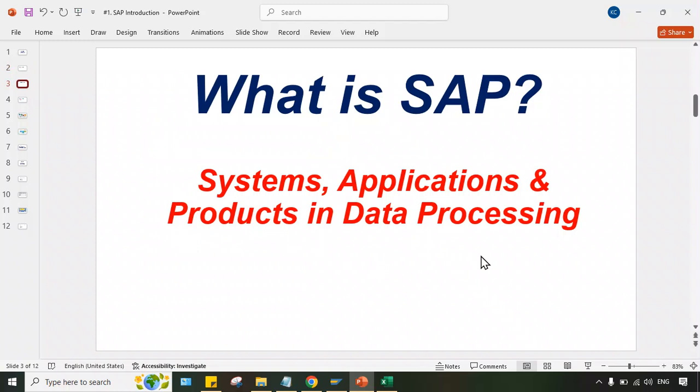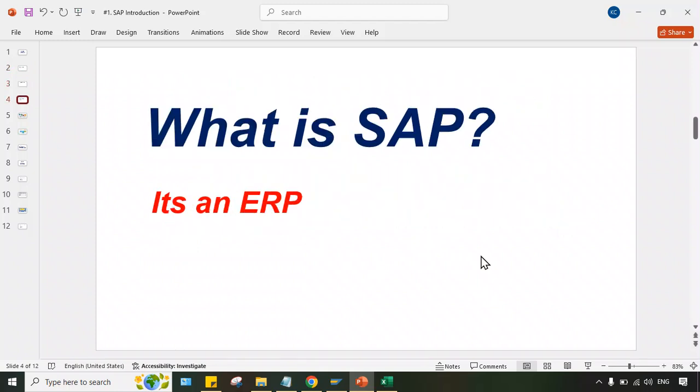SAP stands for Systems, Applications and Products in data processing, and I know that's the answer most people would give right away. But this is just the full form of SAP. It does not really tell you what SAP is all about. The simplest answer is that it's an ERP. What is SAP guys? It's an ERP.